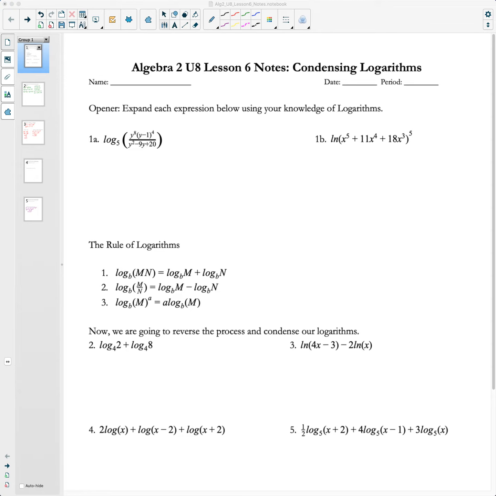Couldn't wait, couldn't get yourself to sleep last night because you were dreaming of all those properties of logarithms expanding, and what we're going to talk about today, condensing, all that great fun.